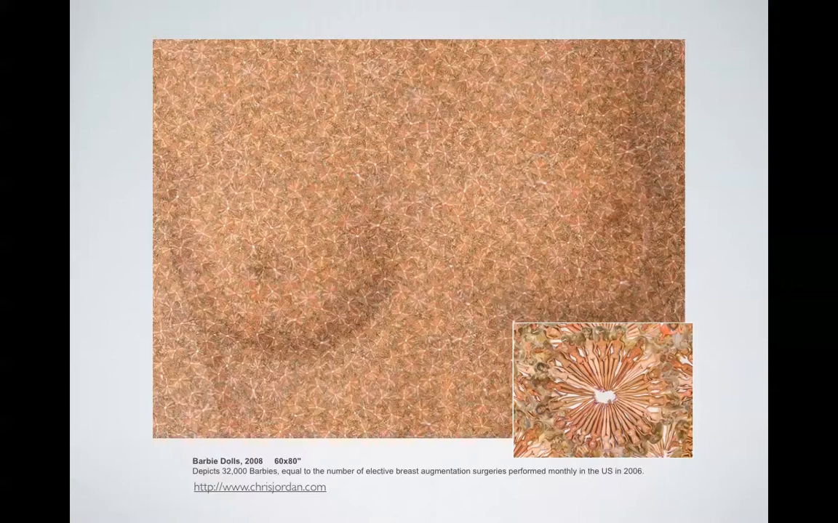We're seeing an example of an image in the background that's reminiscent of pointillism. I'm thinking of the Luncheon on the Grass painting. But on the right, what you're seeing is a zoomed-in portion. What he's actually done is taken, in Photoshop or some image editing software, 32,000 Barbie dolls to create this image. That equals the number of elective breast surgeries performed in the U.S. monthly in 2006. It's a pretty staggering number, and I think a pretty powerful image.